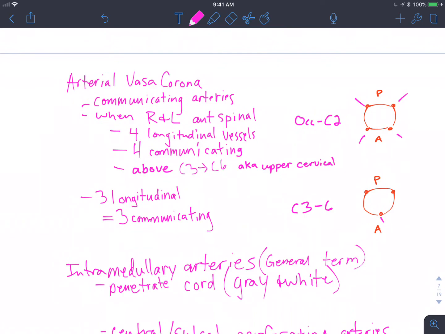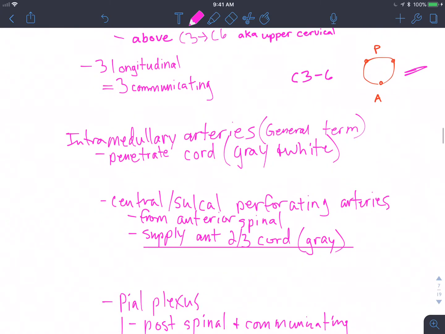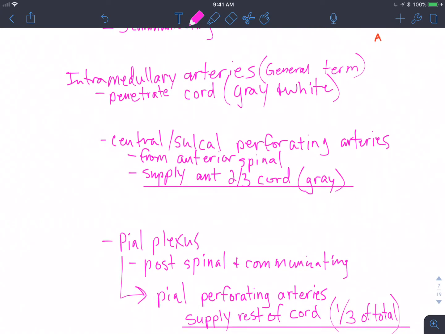And we talked about this arterial vasa corona, right? Corona, crown, okay? Made up of these longitudinal vessels, the posterior and the anterior spinals, plus the communicating arteries going between them, okay? So recognize you're going to have 4 communicating when you have this 4 configuration over here, but only 3 down here, right? So just keep your head on straight with all that, where you are in the spine, right?